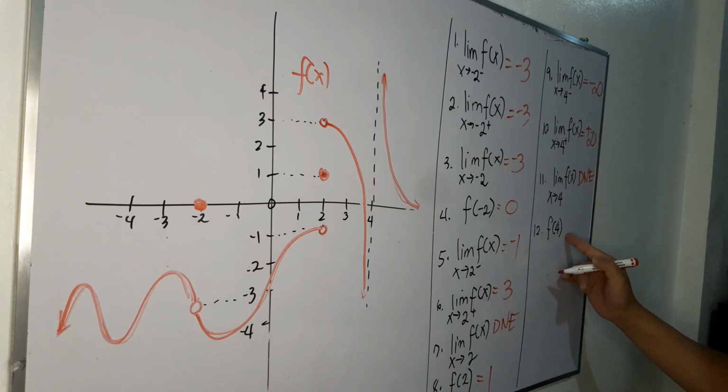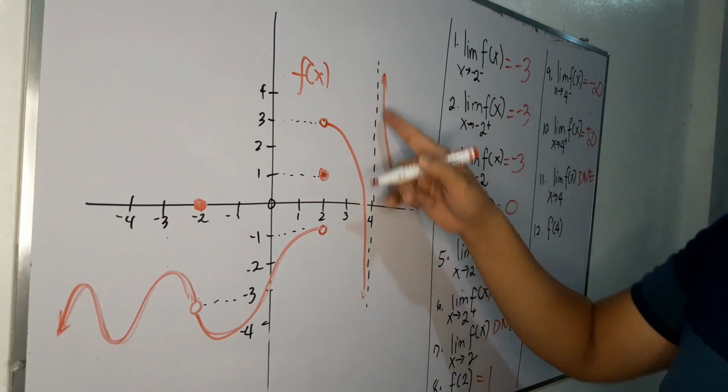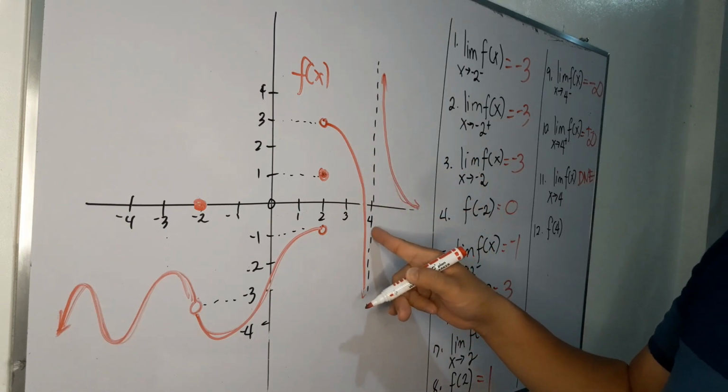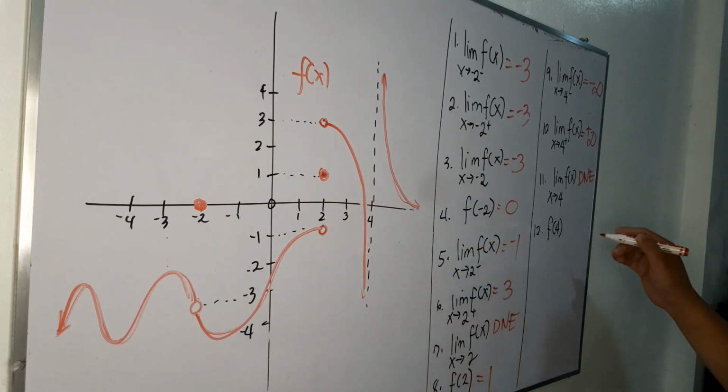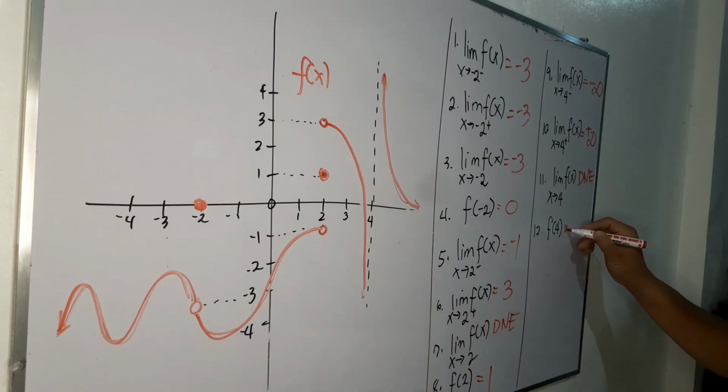And what is f of 4? Do we have an f of 4 here? Do we have a y value when x is 4? If we have a solid circle, then we have, but we don't. So this is undefined.